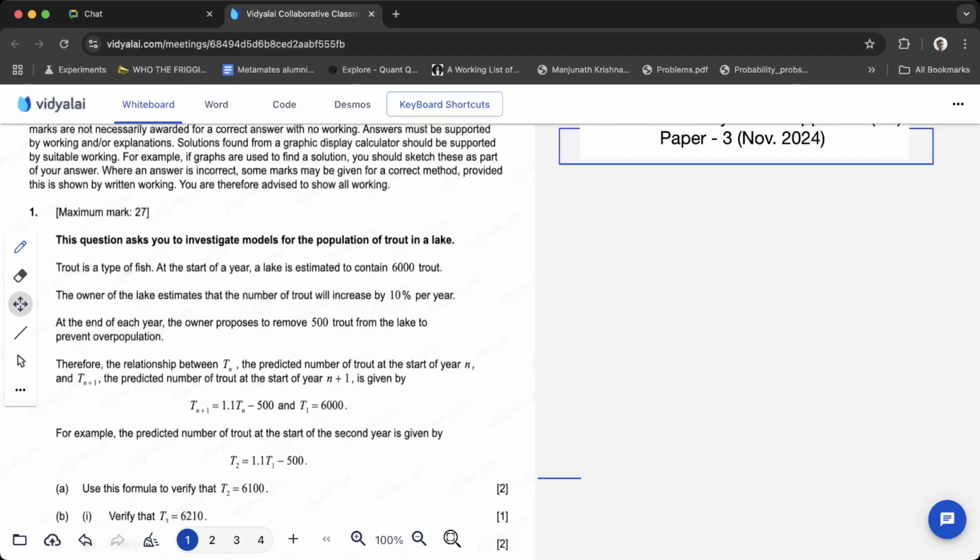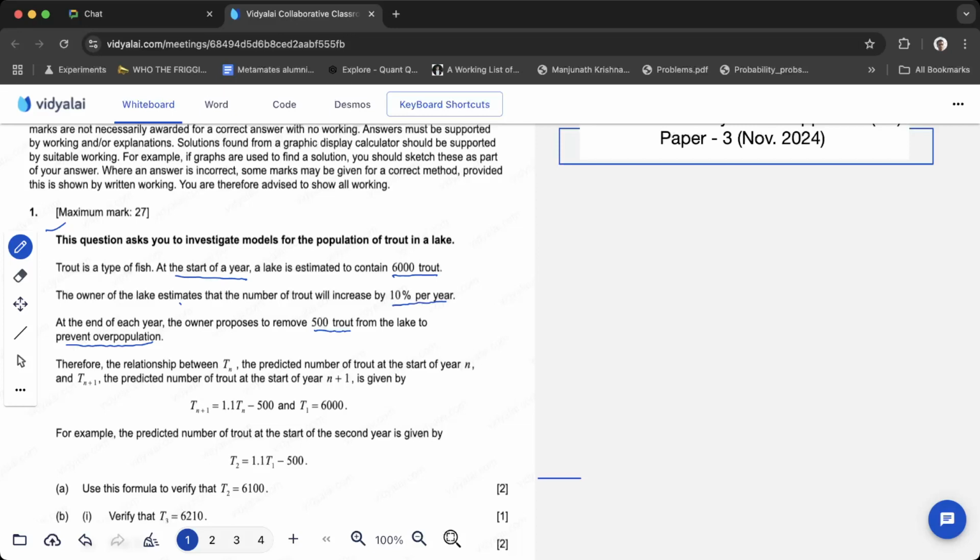The first question asks you to investigate models for the population of trout in a lake. At the start of a year, a lake is estimated to contain 6,000 trout. The owner estimates that the number of trout will increase by 10% per year. At the end of each year, he proposes to remove 500 trout to prevent overpopulation.